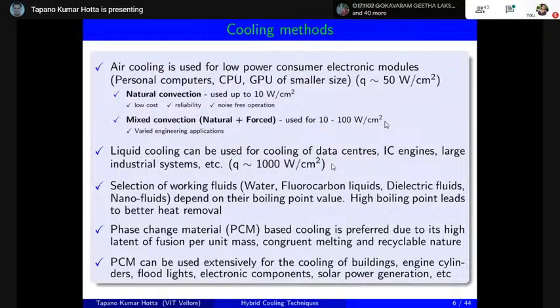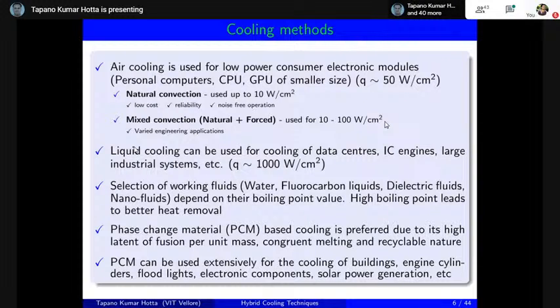But now, looking at the challenges of heat dissipation rate, when the heat dissipation rate touches about 1000 watt per centimeter square, like when you talk about cooling data centers, IC engines, or large industrial systems, then air cooling may not be sufficient and ideal. You need to go to a higher cooling technique. So you can think about what now? Liquid cooling.